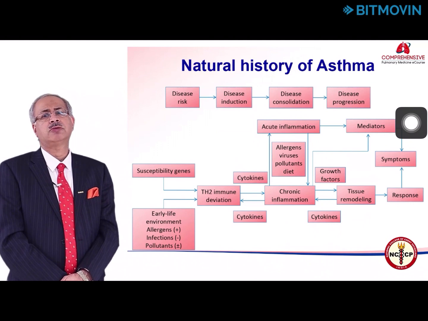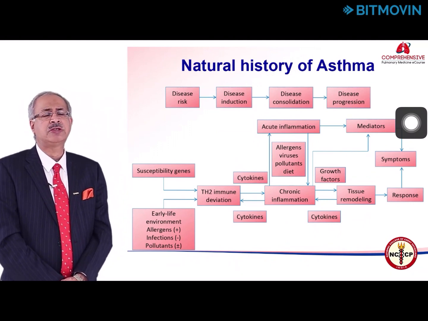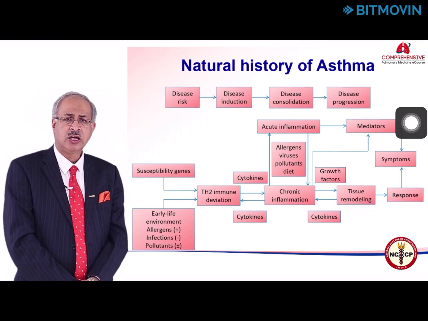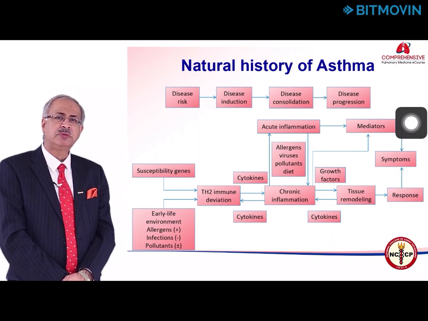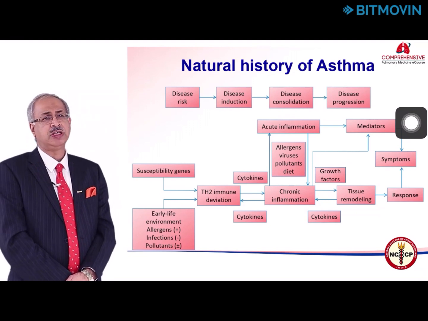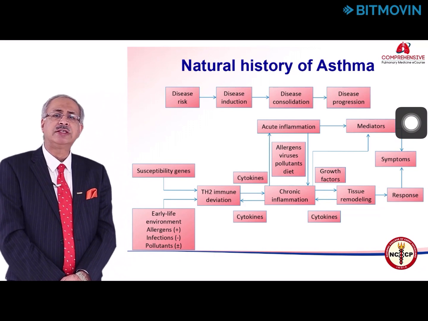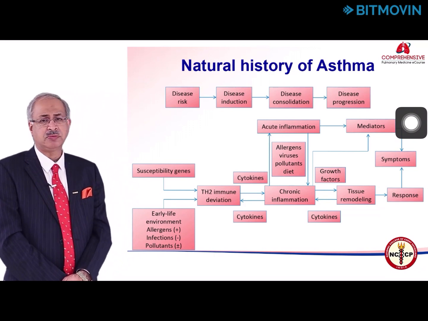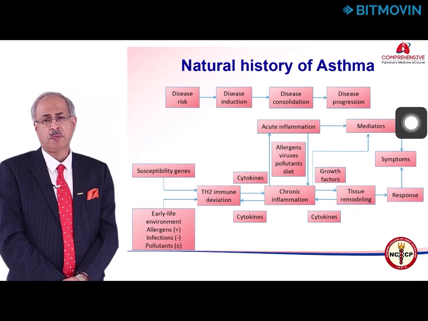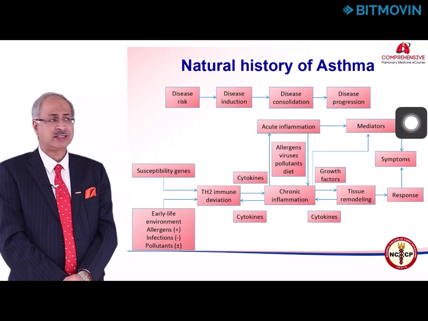Therefore, now let's come down to the natural history of asthma. When you see it, you have a disease risk which is decided by genetic predisposition. Then there occurs clinical evidence of a disease, or disease induction. Then the symptoms of the disease persist. That is what you look at as disease consolidation. And when there occurs airway remodeling or perennial inflammation, along with a recurrence of symptoms or perennial symptoms, we say the disease is progressing, which is interspersed or punctuated by worsening of symptoms, which we call exacerbations of asthma.